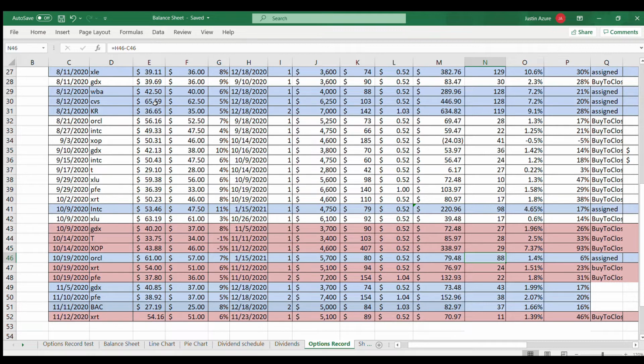So right now it's November. The red ones I've closed out in November. And that's to kind of keep track of how much money I receive this month.